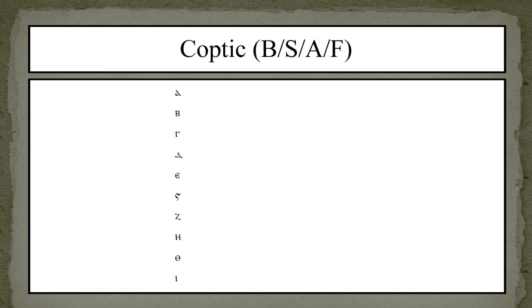Now we'll change from Semitic to the Egyptian language and start with its most recent stage, Coptic. I will show you the numbers in 4 main Coptic dialects: Bohairic, Sahidic, Akhmimic, and Fayumic. These are the number symbols. This is how they are written out in Bohairic.